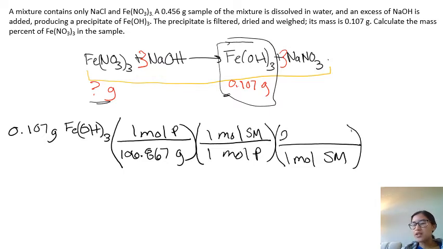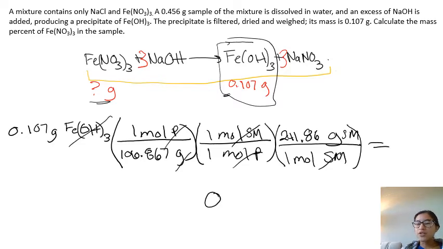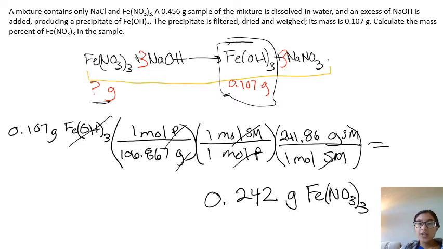So that comes out to be 241.86 grams. Okay, so we've got 241.86 grams per mole of iron nitrate. And once you calculate it out, everything should cancel. And we are left with 0.242 grams of the iron nitrate. Okay, and now we're going to get over to our last final step.